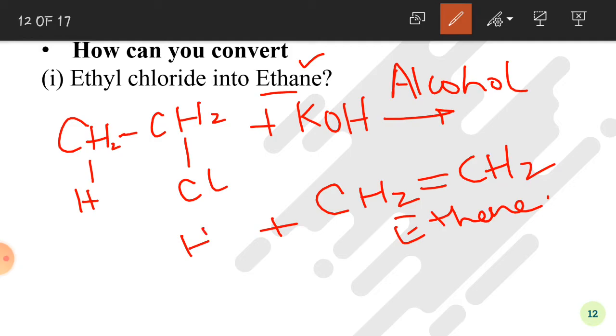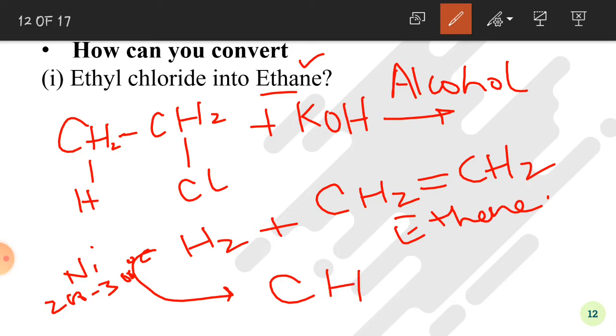What you will do? You will just add hydrogen atoms in the presence of nickel at 200 to 300 degrees C, and it will result in the formation of ethane. So this is how you will convert ethyl chloride into ethane. This is a two-step process. It involves two reactions. First reaction, dehydrohalogenation, and the second reaction is the hydrogenation. First reaction is the elimination reaction and the second reaction is the addition reaction.